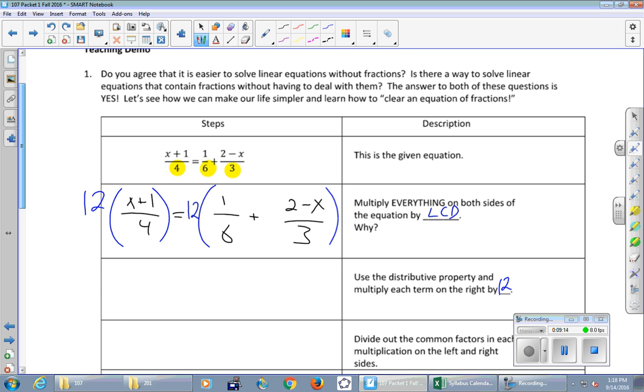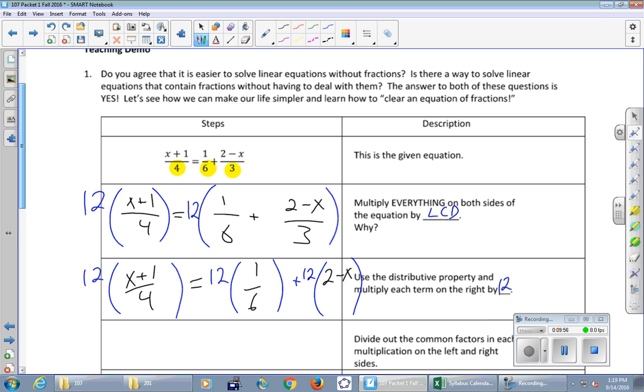Okay, I'm going to copy the left-hand side. 12 times x plus 1 over 4. But the right-hand side is where some action is going to happen. What can I do with that 12 on the outside of the big parentheses? We are going to reduce, but I got one more step first. We're going to separate it. In fact, remember the example that we did together, the first one, part A, on the previous page. We distributed a 12, didn't we? Well, let's distribute this 12. So 12 times some stuff plus 12 times some stuff. 1/6 here, 2 minus x over 3 there.